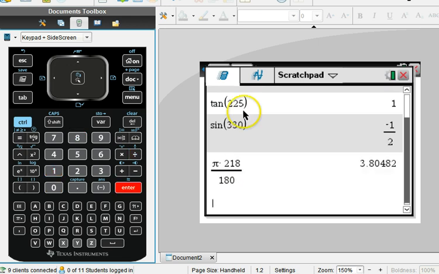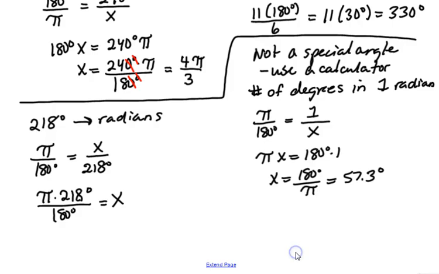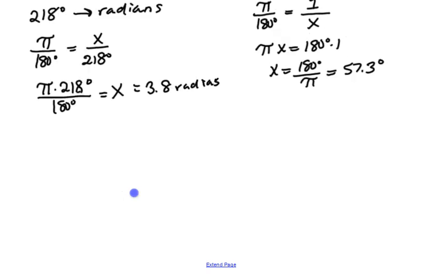Do a control enter, that gives me 3.8 radians. And let's just think about that, 3.8 radians. So if I were to draw 218 degrees, that's very sloppy. And by the way, radians is a unitless measure, but sometimes it's helpful to put a little r there just to remember we are in radians.